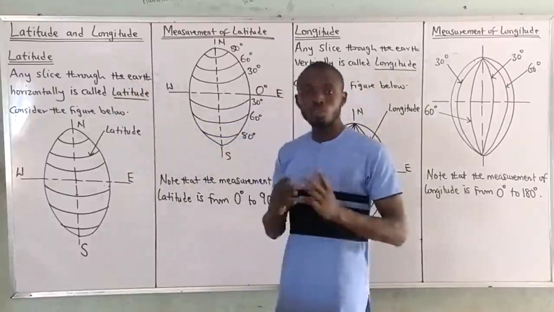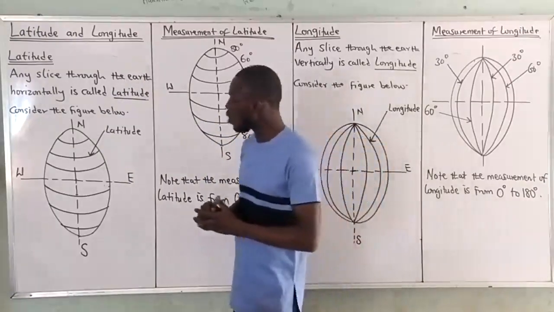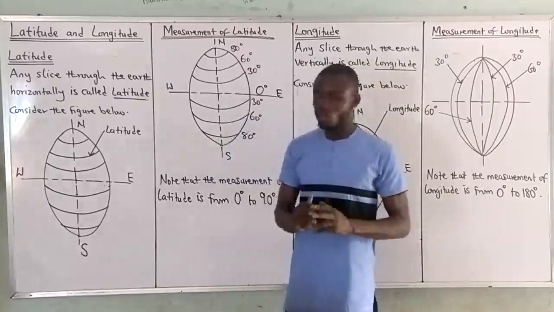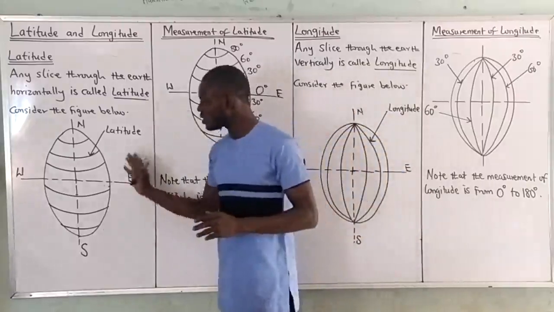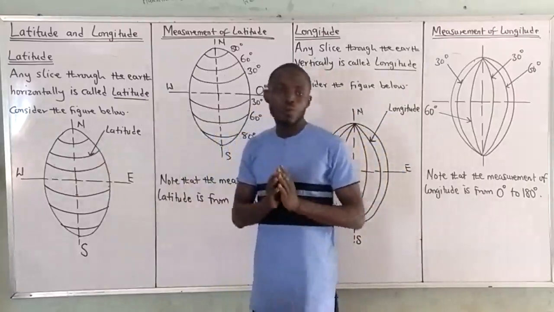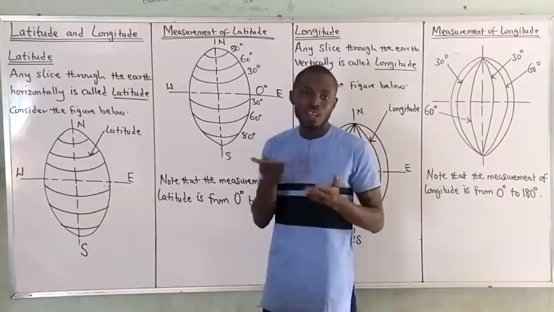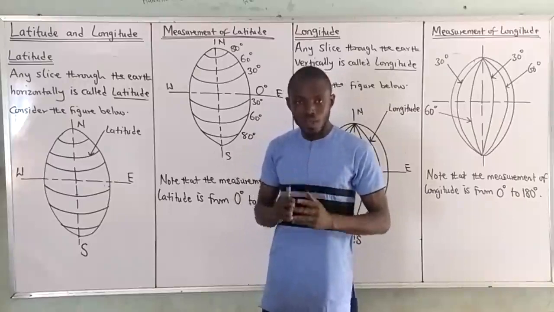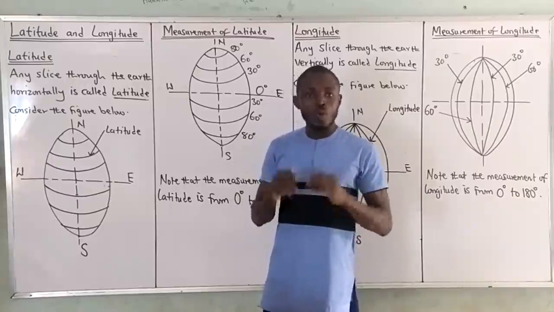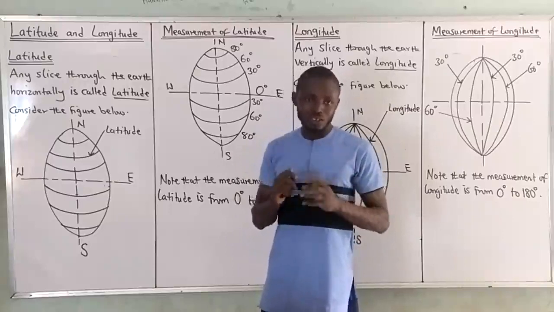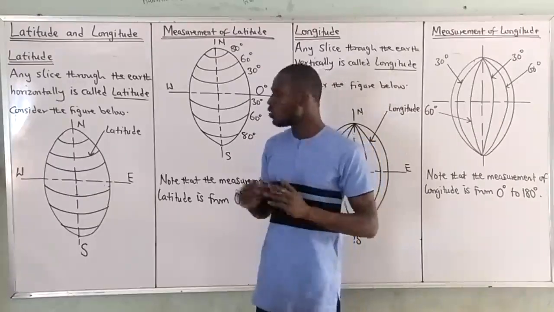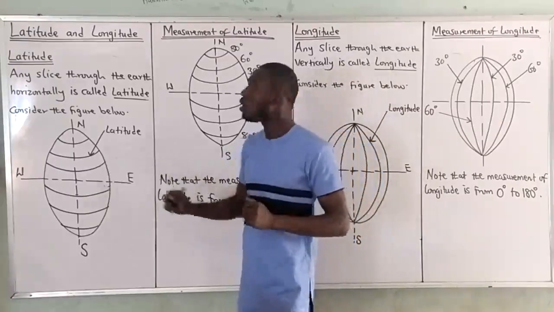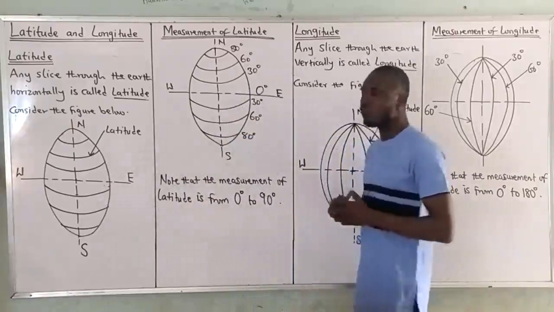So any slice through the Earth horizontally is what we call latitude. All you need to do is pay attention to the poles, the North Pole, the South, the East, and the West, and take a good look at the slice on the Earth's surface. If it is horizontal in nature, then we are talking about latitude.